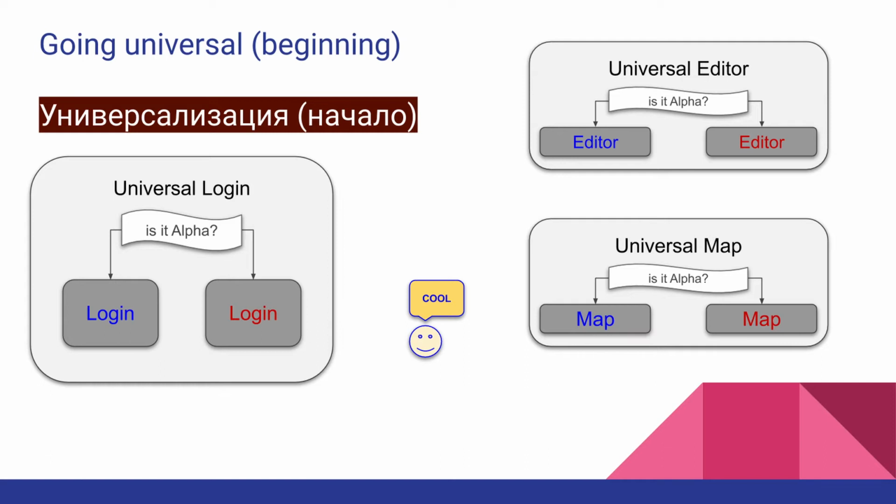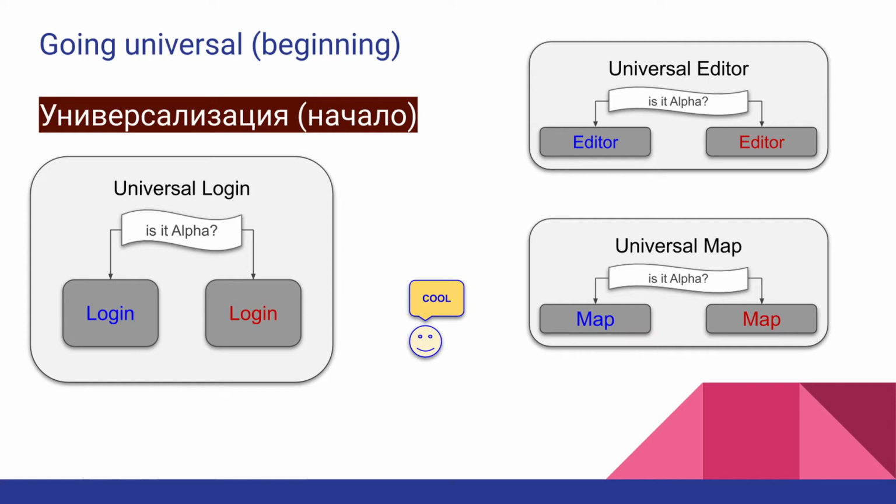In the meantime, we decided to make the login form universal. Therefore, we took into account the potential difference and put the ability to adapt to the component. Now the form is blue or red depending on the check. Similarly, we fixed other components.